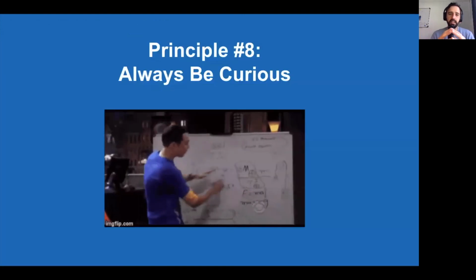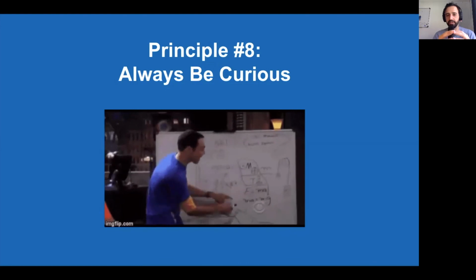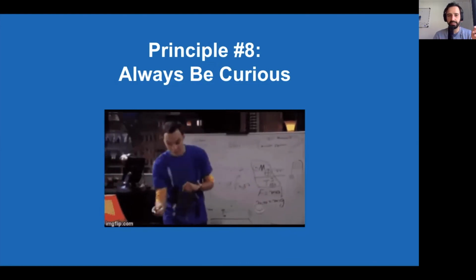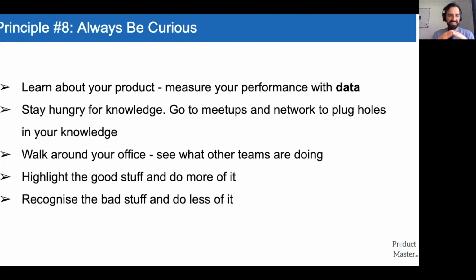All right. And to finish off, the last principle is to always be curious. For me, the ABC of life, not just in your product space. Learn about your product. Go and be curious about it. What is happening with it? How is the market receiving it? You want to have that data to go and measure the performance, not only of the product, but also of the team, burn down charts and all of that. Always be curious, stay hungry for knowledge.